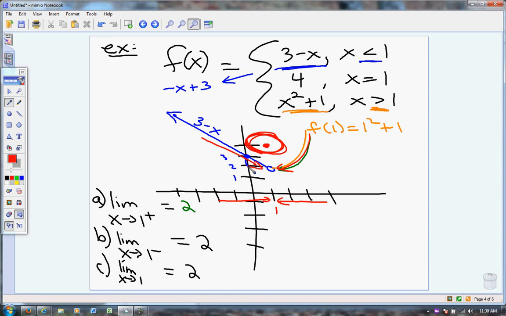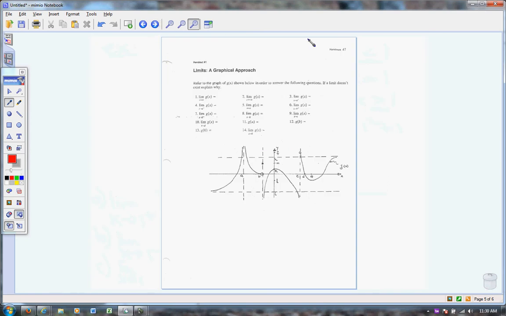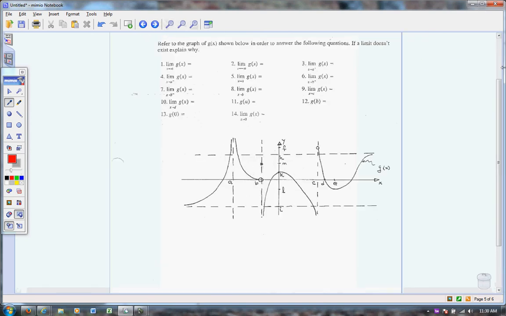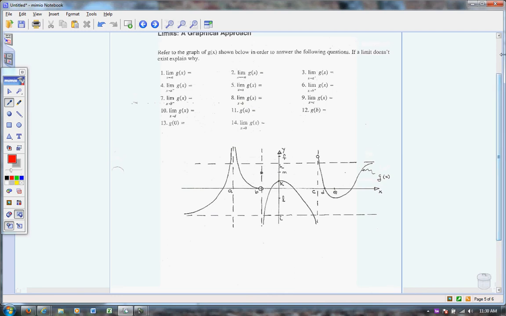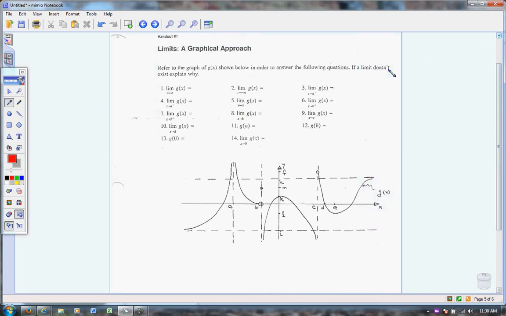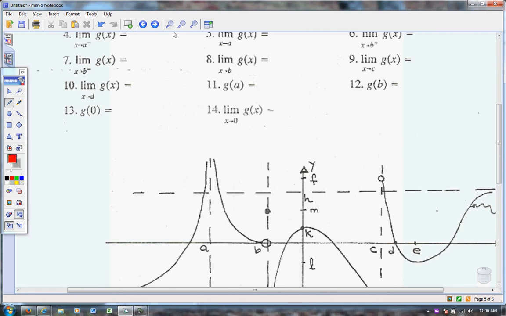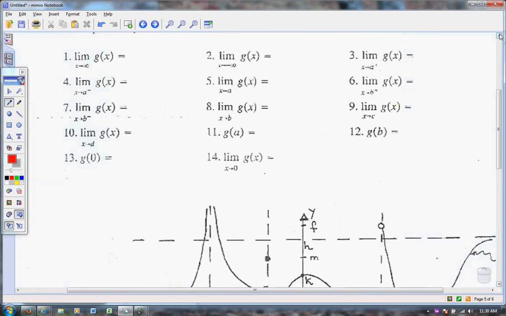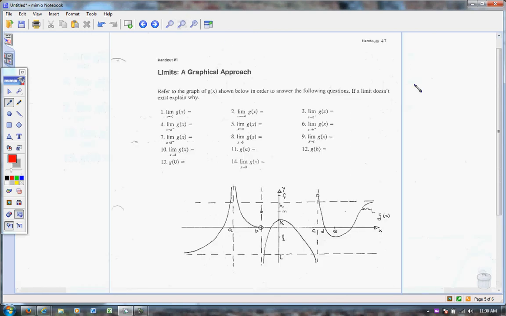Okay? Now, in homework, you're going to have a handout that looks something like this. And let's look at it together. I'm going to try to zoom in enough so you can see what this is saying. But that's probably a little too much. Okay. Number one.